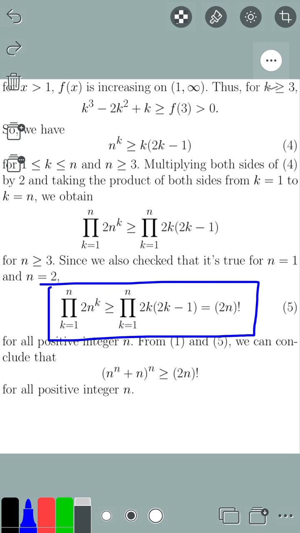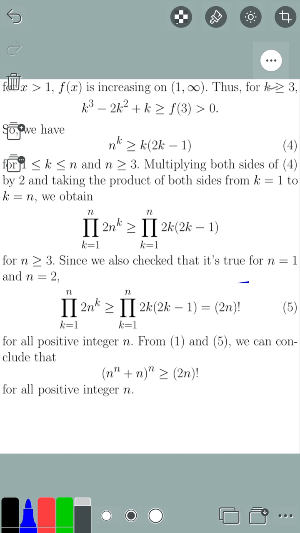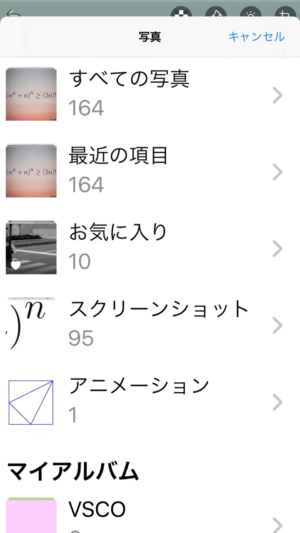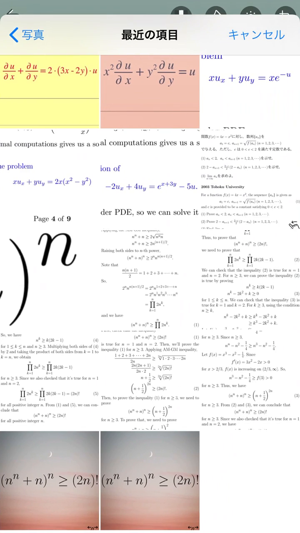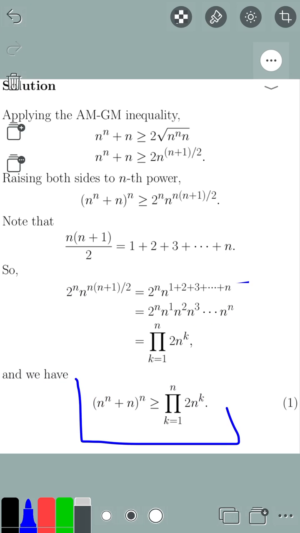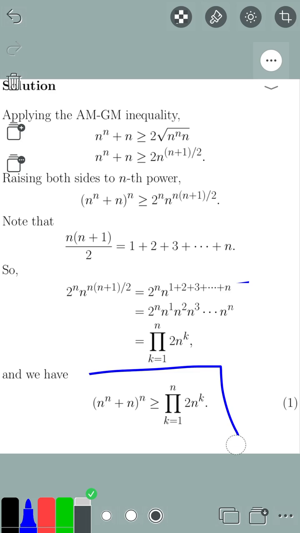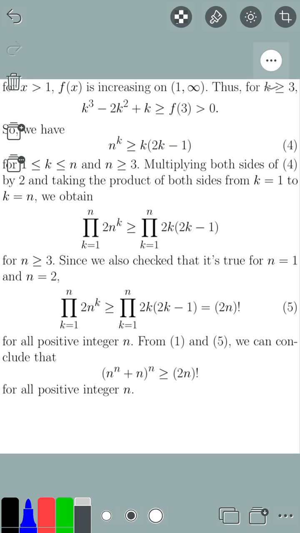So using this inequality, let me go back to the first slide, and using this inequality right here, and using the transitivity rule of the inequalities, finally we get this inequality for all positive integers n.